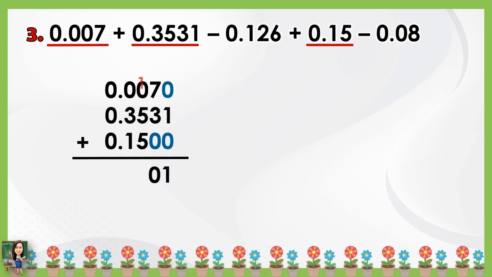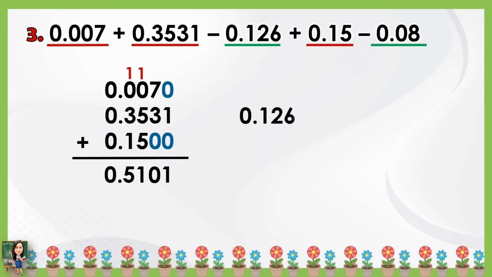Carry up 1. 1 plus 0 plus 5 plus 5 equals 11. Carry up 1. 1 plus 0 plus 3 plus 1 equals 5. Then, write the decimal point and the 0. So, the sum is 5,101 10,000ths. Next, add the decimal numbers that we are going to subtract to the sum.